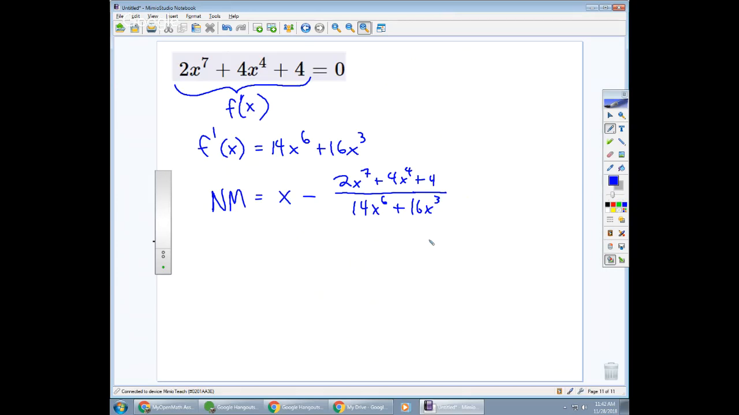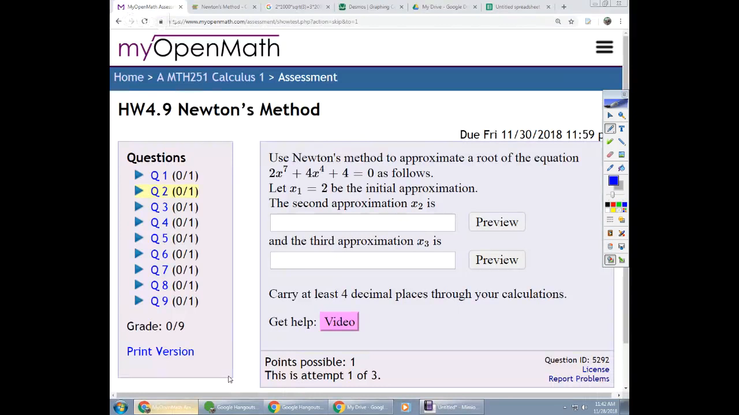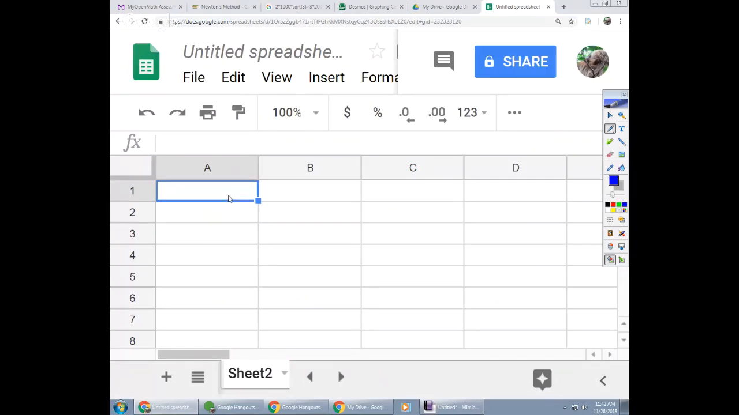So the next thing I do is plug that into either Desmos or a spreadsheet. I'm going to do the spreadsheet version first. They told me to let x1 be 2. So x1 is going to be 2. Then underneath that, I'm going to type my formula, which is just equals, and instead of an x, I'm just going to click on the number above. So there's my x minus, and then start parentheses for the numerator.